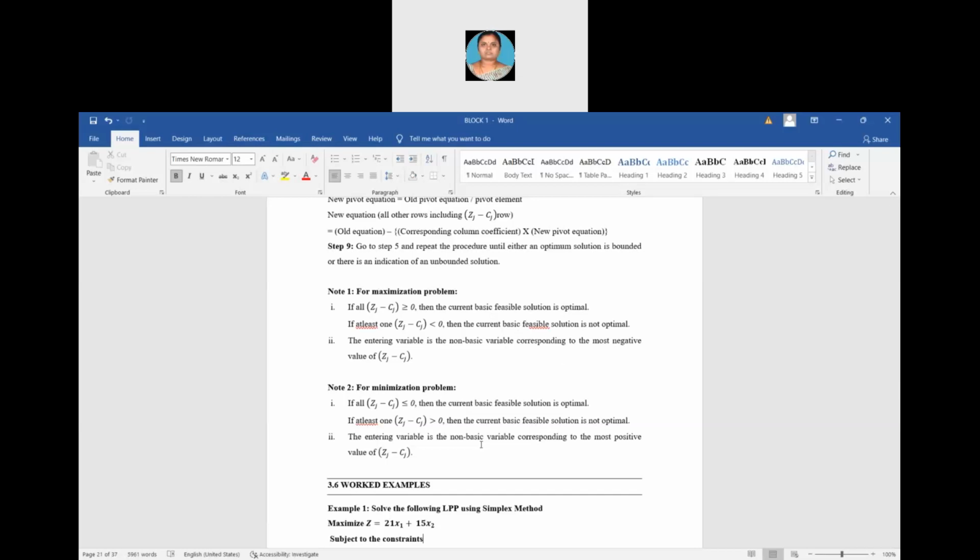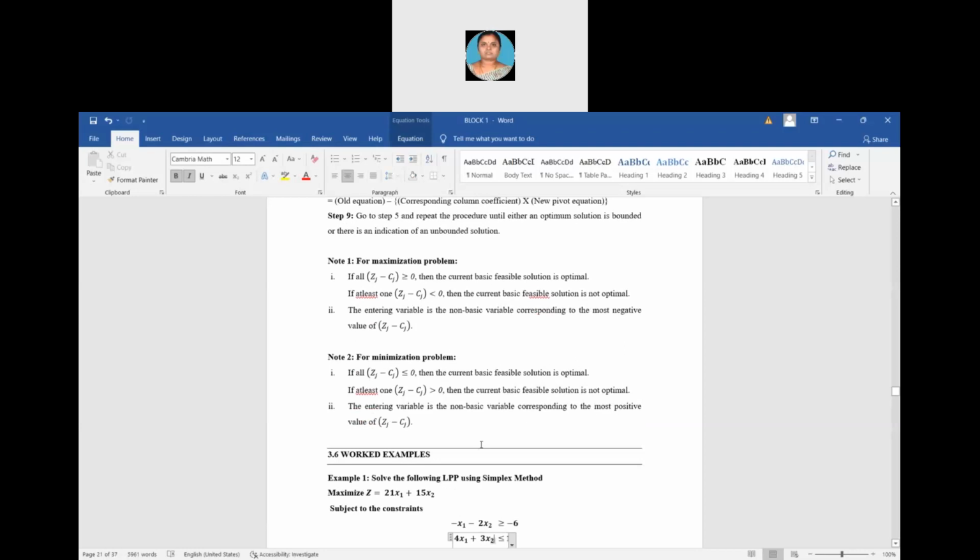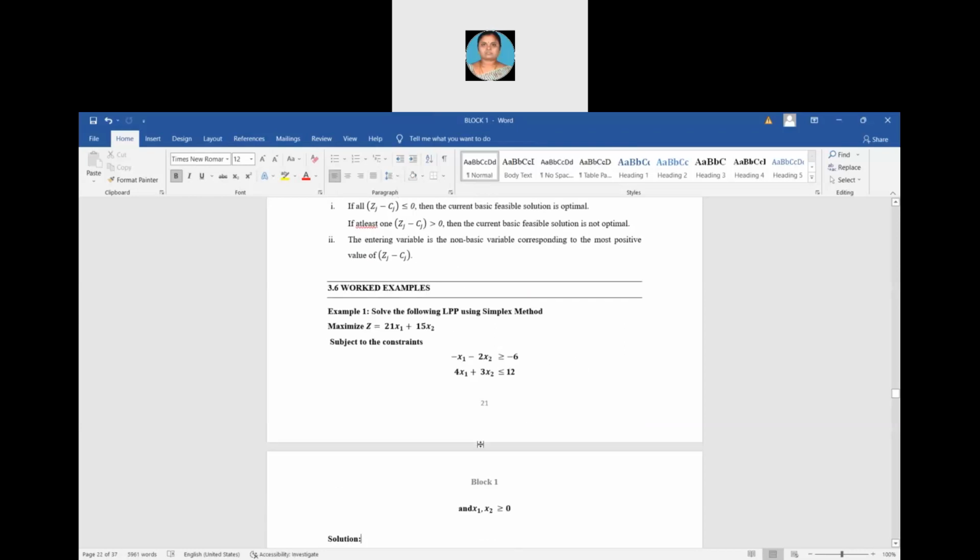And we can see some example. By seeing this example, we ourselves can identify the steps clearly. So first, you have to solve the following linear programming problem using the simplex method. So what is this problem actually?